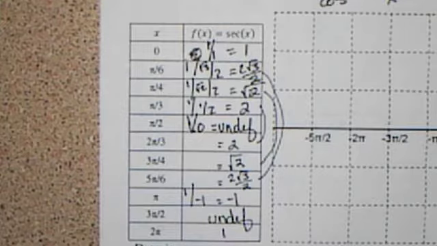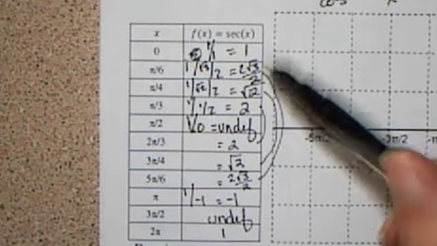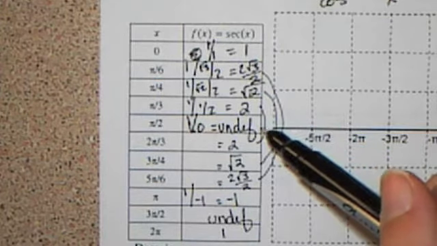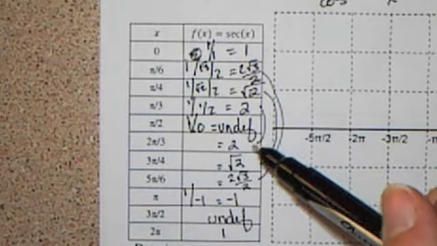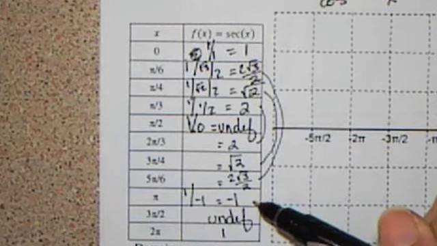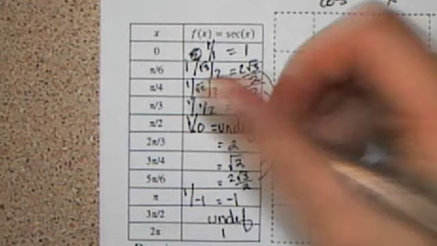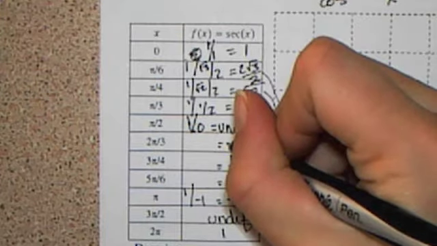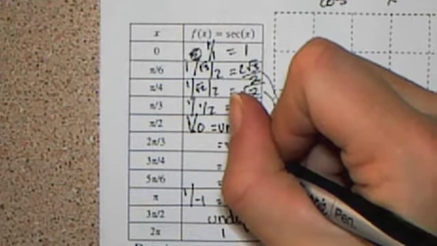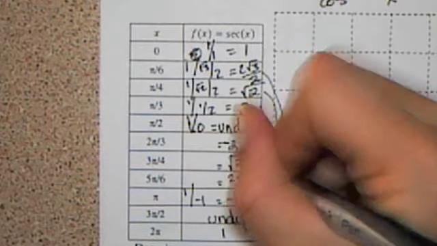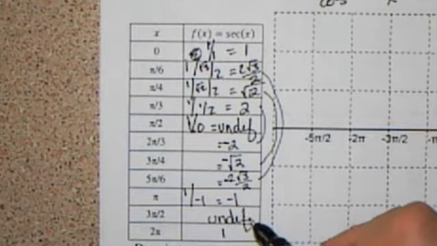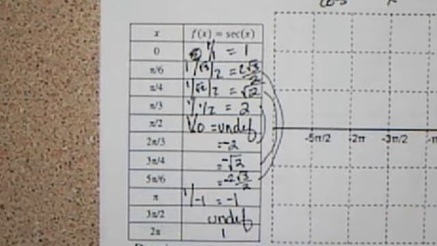And just so you can read over this: 1, 2 root 3 over 2, root 2, 2. Undefined, and then they start to repeat. 2, root 2, 2 root 3 over 2, -1. Oh, actually, all of these should be negative as well, because we're in the second quadrant. And then we have undefined and 1.